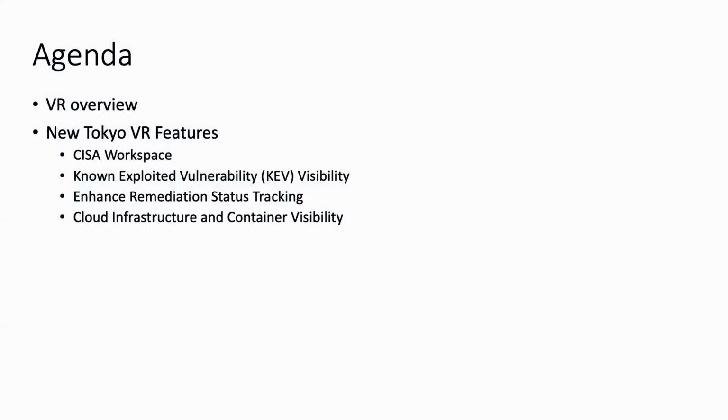We're going to kick things off with a quick agenda. I'm going to go over what vulnerability response is, and then we'll dive into some of the new features, which include a new CISA workspace, enriched by known exploited vulnerabilities with a new integration. And we're going to see how we can use this to enhance our remediation status tracking and cover additional areas like cloud infrastructure and improve our container visibility.